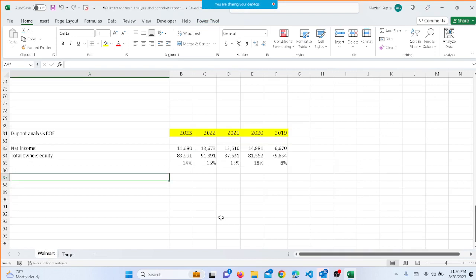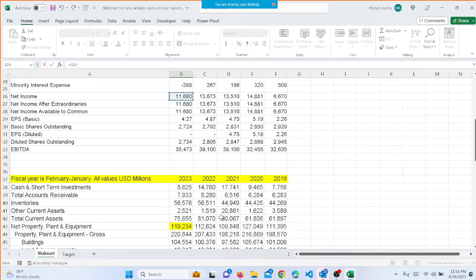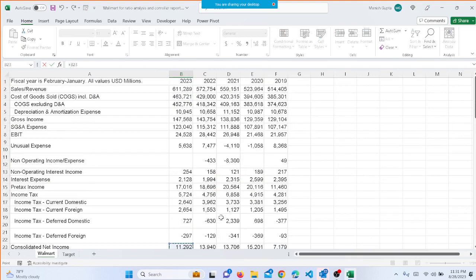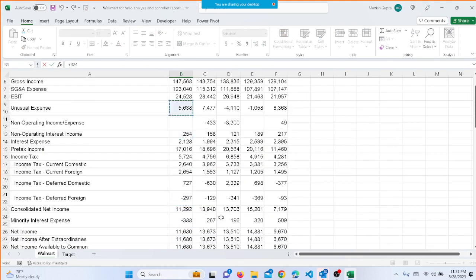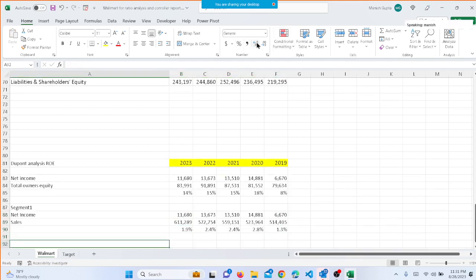Then the income depends on the sales. So segment one for the DuPont analysis is called net income divided by sales. Net income we can take from the income, and the sales is coming from total sales, right? Which we can get from the profit and loss statement. Then we can calculate the percentage here. It's 1.9% or whatever it is, right?